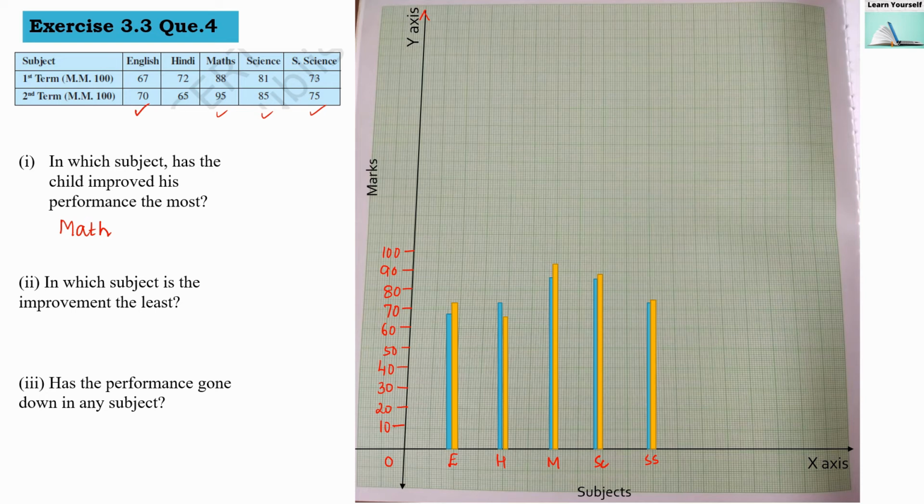Second question, in which subject is the improvement the least? So improvement wise, in English, math, science and social science, where the difference is least, in that subject his improvement is least. In English, the difference is 3 marks, whereas in social science, the difference is 2 marks. So in social science, he improved the least. He has improved, but only 2 marks difference is there. So that's why his improvement is least in social science.